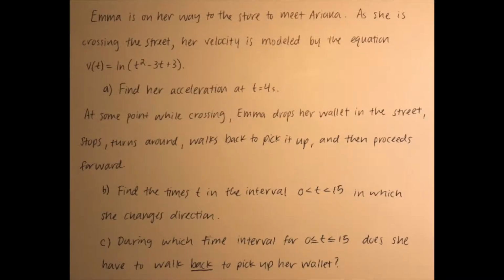As she is crossing the street, her velocity is modeled by the equation v of t equals ln(t squared minus 3t plus 3). Find her acceleration at t equals 4 seconds.